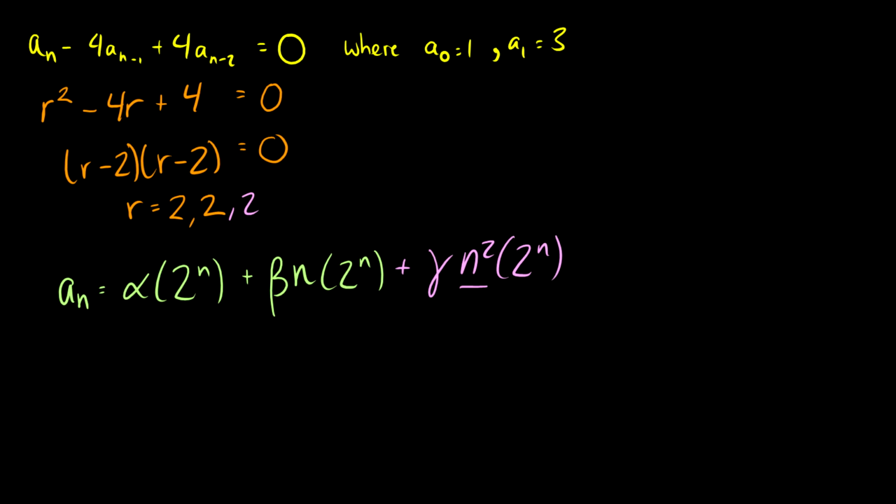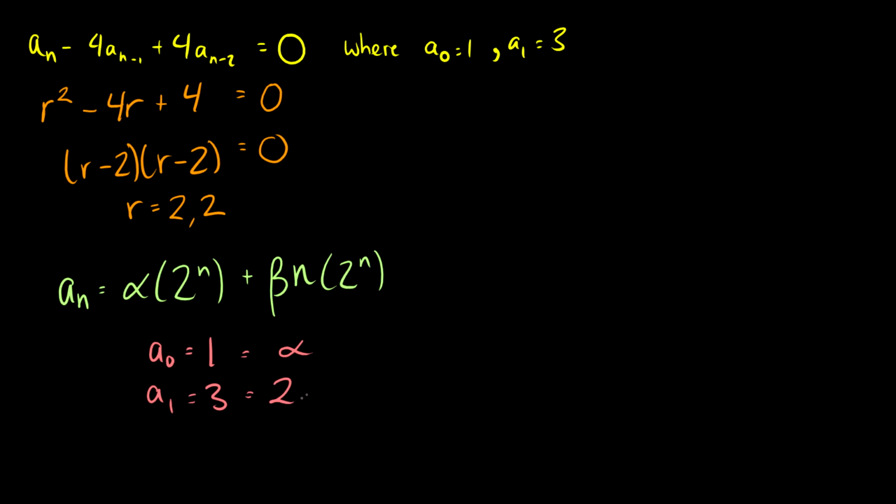So when we do forms, if we ever have similar roots, then we simply just multiply by n however many times you have it in there. So we already have 2 to the n once, so we multiply 2 to the n times n. Okay, let's do what we did before. a0 is equal to 1, which when we plug in 0 for the n's here, we just get alpha. a1 is equal to 3, so this will be 2 alpha plus beta times 1 times 2, which is 2 beta.